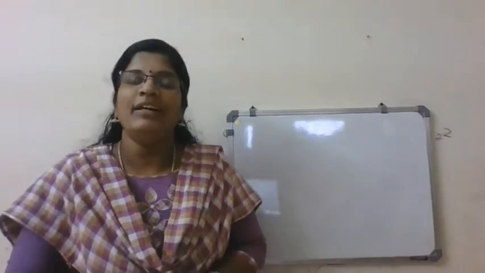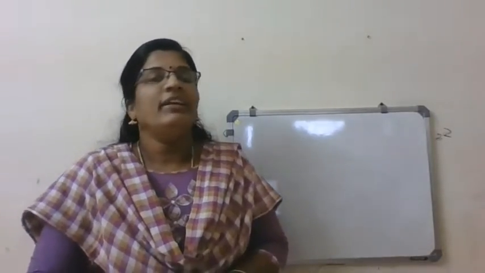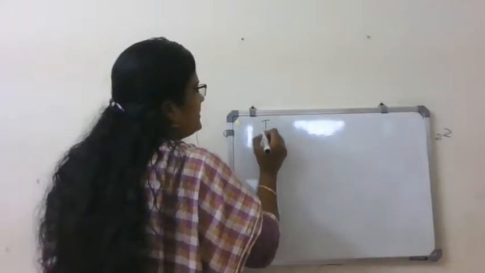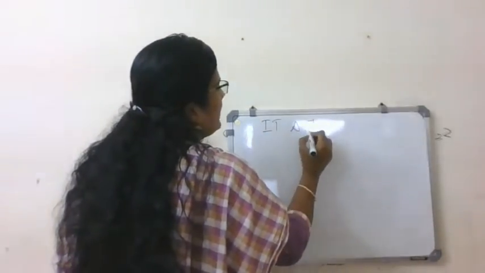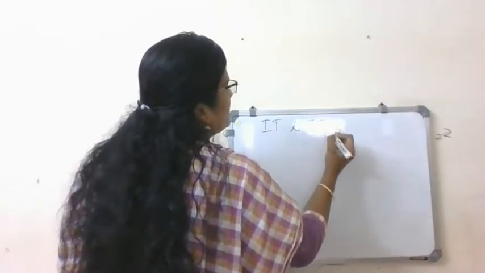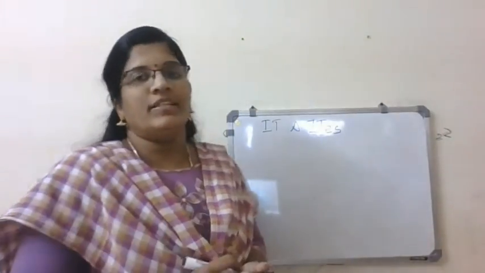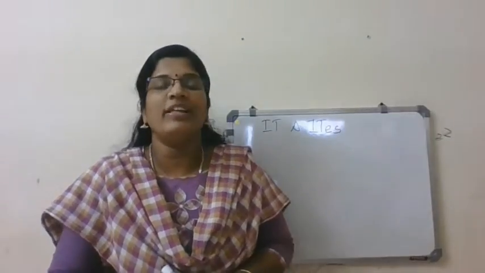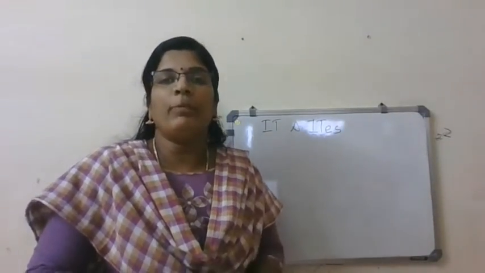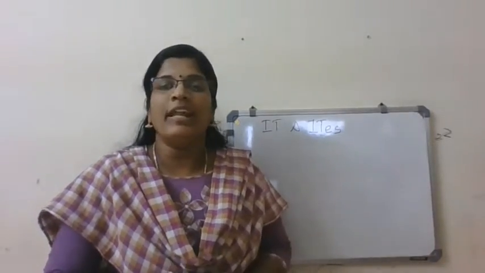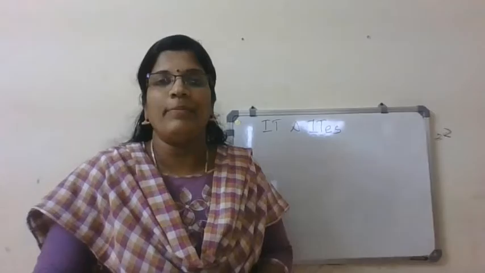Okay. So today we are going to study the chapter information technology enabled services. So the name of the chapter is IT and ITES. ES means enabled services, okay. IT means information technology, ITES means information technology enabled services. So this is the name of the unit we are going to study today.